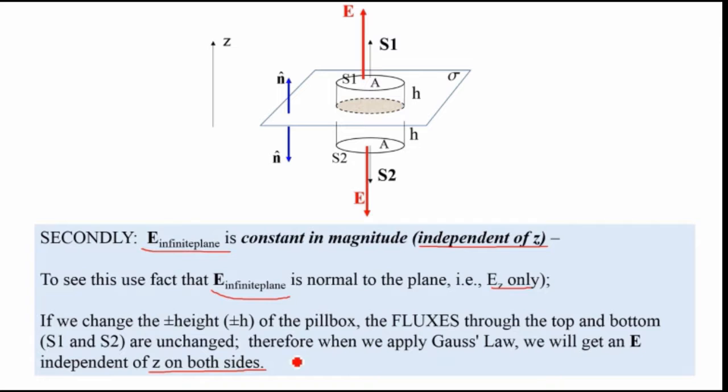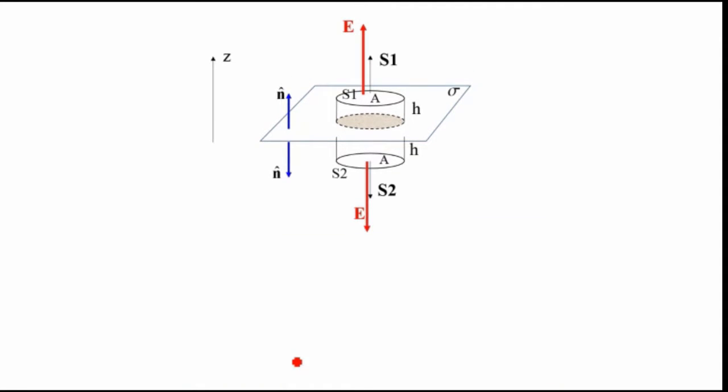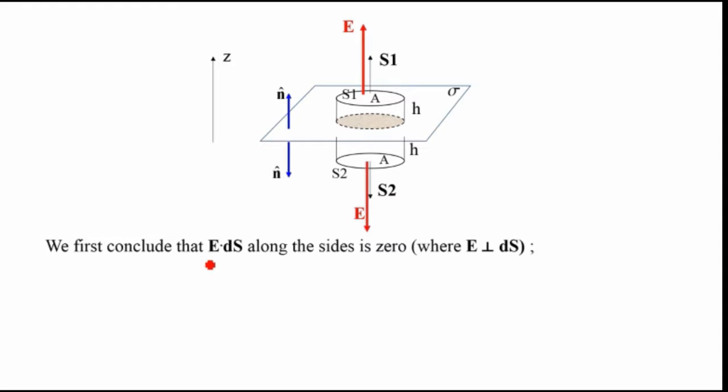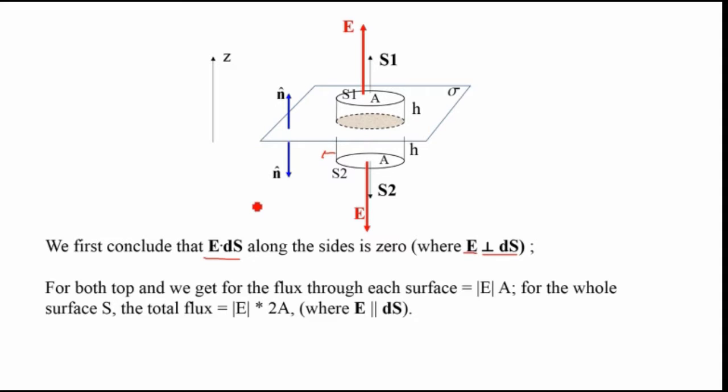Well, these two consequences really help us in determining the E field. So here's our picture again. We first conclude that E dot dS along the sides of the cylinder, or the pillbox, is 0, because E, which is normal to the plane, is perpendicular to dS, where dS is parallel to the plane. Consequently, we don't have to worry at all about the flux going through the sides of this pillbox because there isn't any.